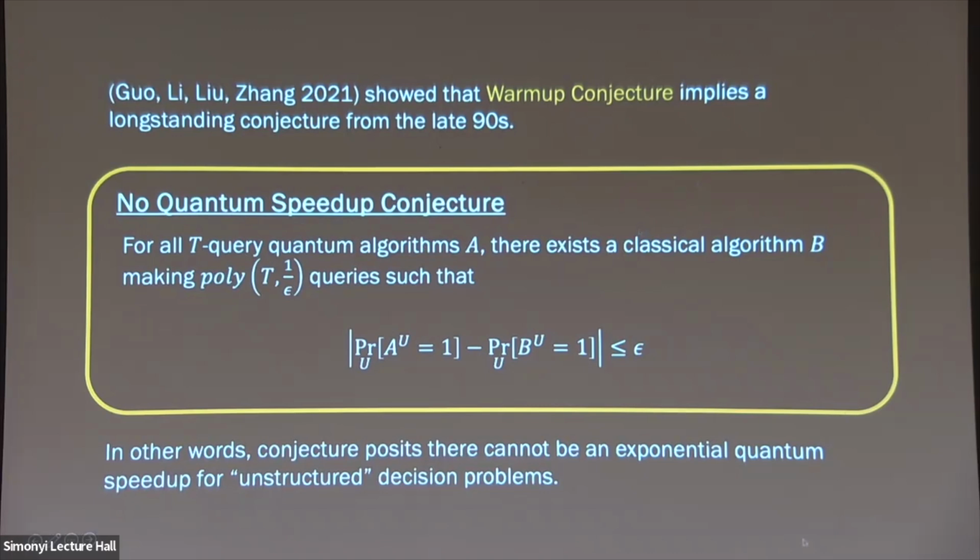So this says that for all T-query quantum algorithms, there's always some classical algorithm B that makes only a slightly larger number of queries and simulates the quantum algorithm on the uniform distribution. So now this is no longer about dense distributions. It's just saying that if you have a quantum algorithm that queries a uniformly random bit string and has some certain acceptance probability, that same quantum algorithm can be simulated by a classical algorithm with only polynomial overhead.